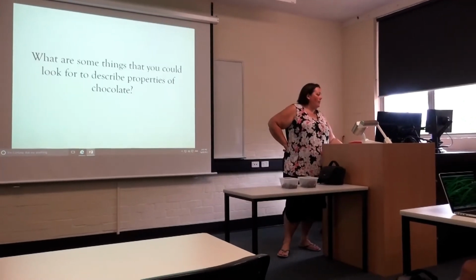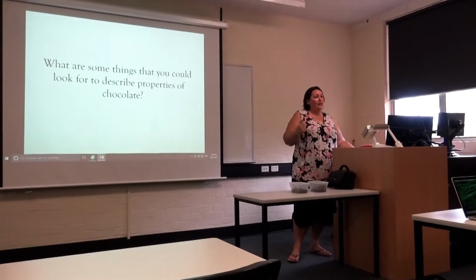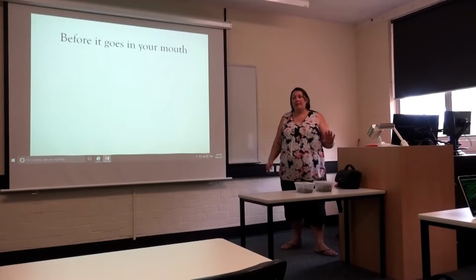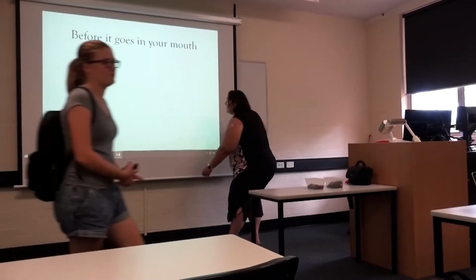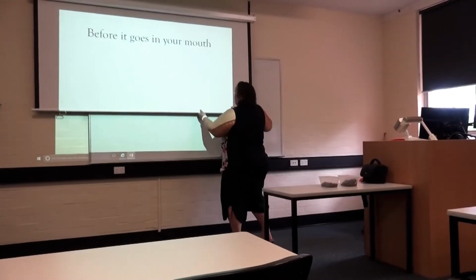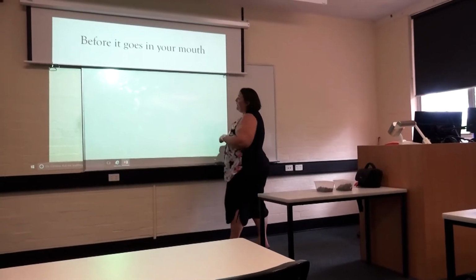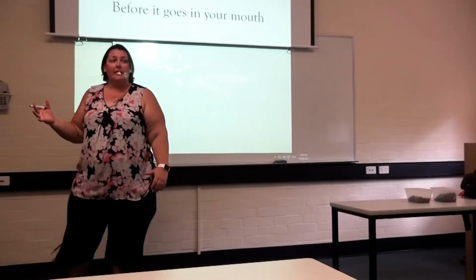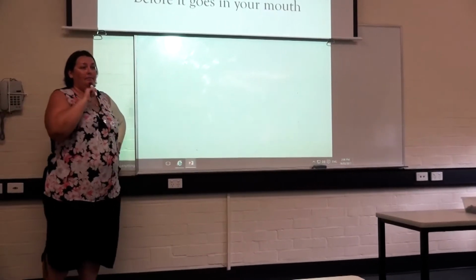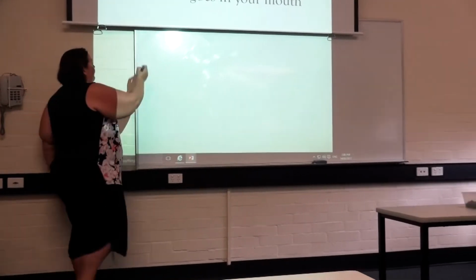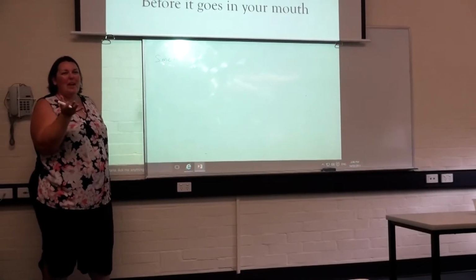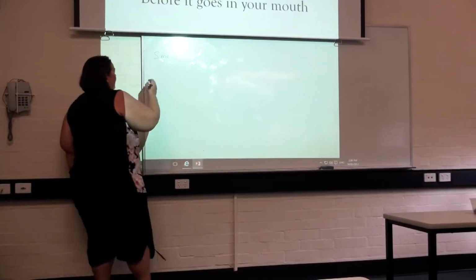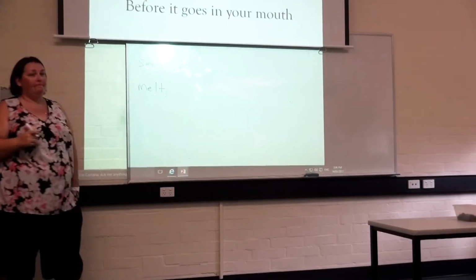I think that we can split it up into two different categories, as we're describing it. So the first one is before it goes in your mouth. So I'm going to put this up here for now. Okay, so before it goes in your mouth, what are some things that you can tell about it when you're just looking at the chocolate? Smell? Yep. Maybe like melting? Like how it melts? Is that kind of what you're getting at? Yeah, okay, melt. Okay, what else? Color. Yep, color.